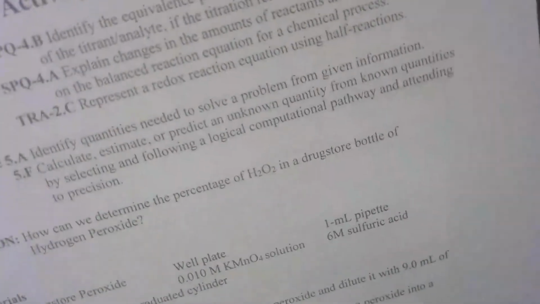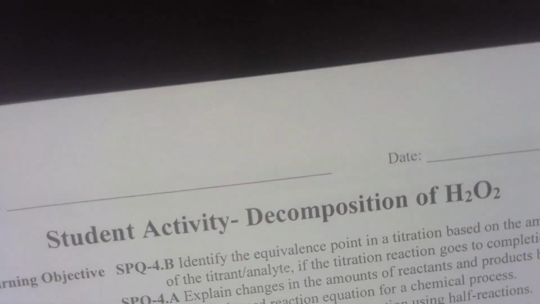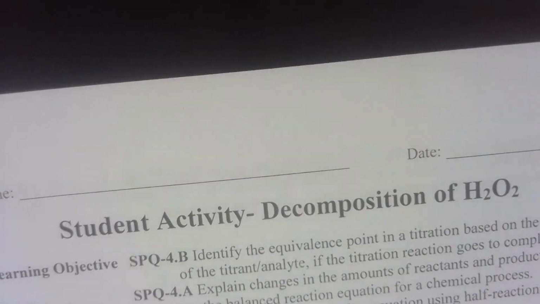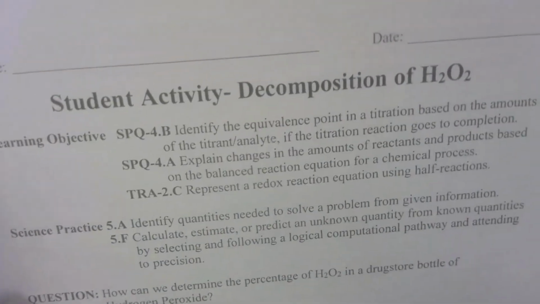So, what I'd like you to do is, if you haven't already done so, please download the student activity called Decomposition of H2O2 that you'll find on your website. You'll find it under Student Activities, under AP Chemistry, and we're going to go through the procedure step by step. So the first thing I'm going to do is read what the learning objectives are.